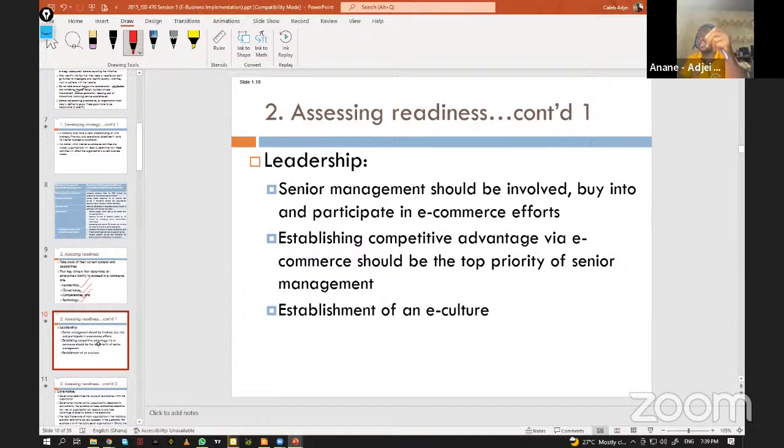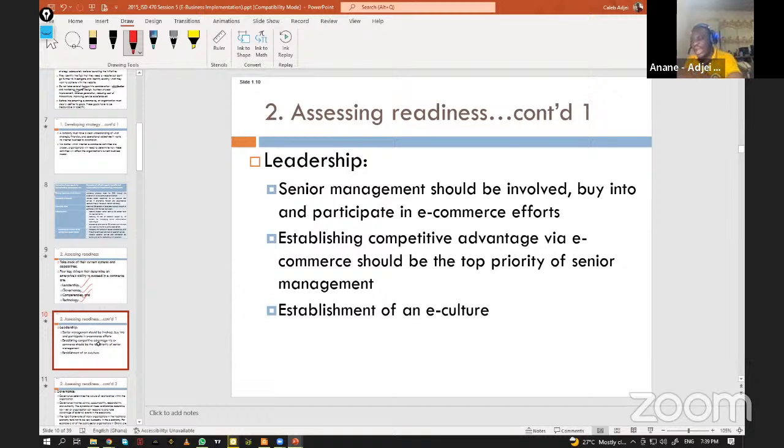Establishing competitive advantage through e-commerce should be a top priority. You might have other competitors who are selling similar products like yours. So one thing that you can do to make sure you stand out from the competition is to also establish a competitive advantage through the e-commerce platform.